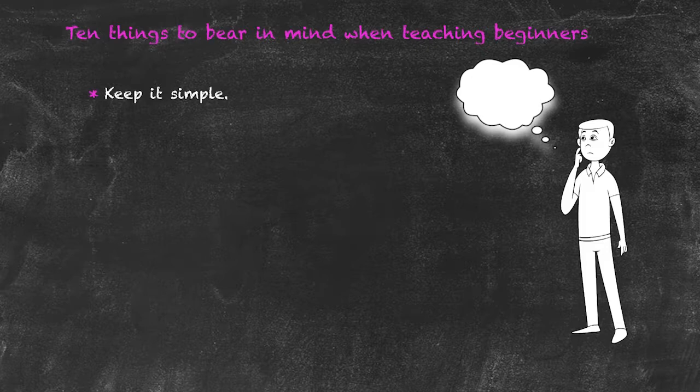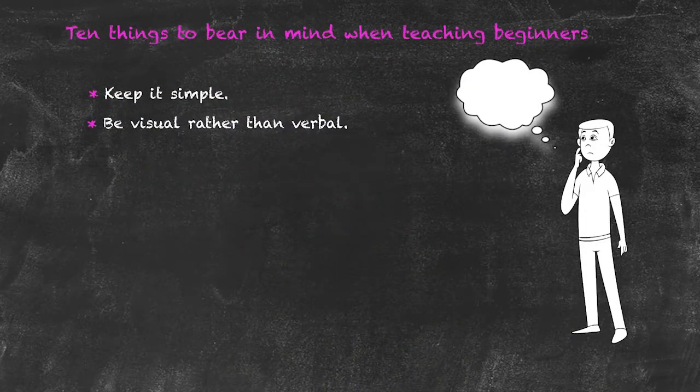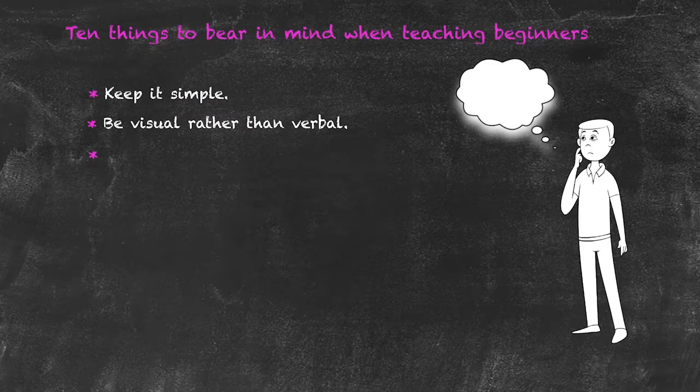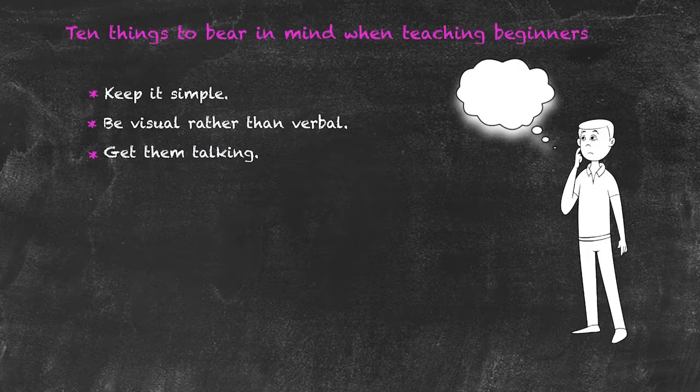One of the ways in which we can reduce that language level down to its lowest possible value is to be visual rather than verbal. Certainly at the starter level, and within all levels in fact, visual information is a far easier way to transmit that information than trying to talk about it. What we also need to do as often as possible is to get those language learners talking. It's through the use of the language that they're going to learn it the quickest.